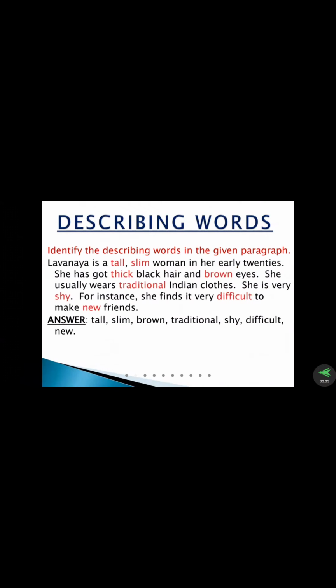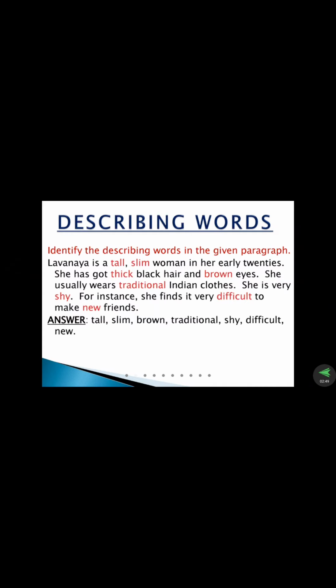Here, a paragraph is given. It is asked, write about your friend and describe using as many describing words as possible. For example, your friend is Lavanya. Then you can start writing like this. Lavanya is my best friend. Lavanya is a tall and slim woman in her early 20s. She has got thick black hair and brown eyes. She usually wears traditional Indian clothes. She is very shy. For instance, she finds it very difficult to make new friends. Like that, you can describe Lavanya by using the describing words.